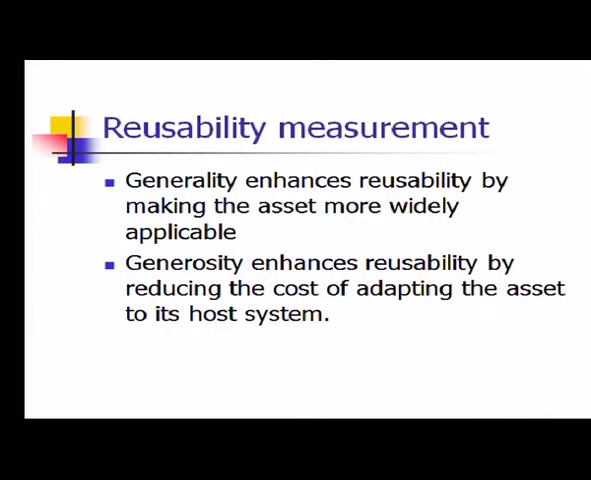Generality enhances reusability by making the asset more widely applicable. That means we are moving away and away from the discipline which we drilled in object oriented, it is just getting violated, but we can't help it. It shows good return on investment. A minimum number of components will fit the bill, others do not. Generosity enhances reusability by reducing the cost of adapting the asset to its host system.